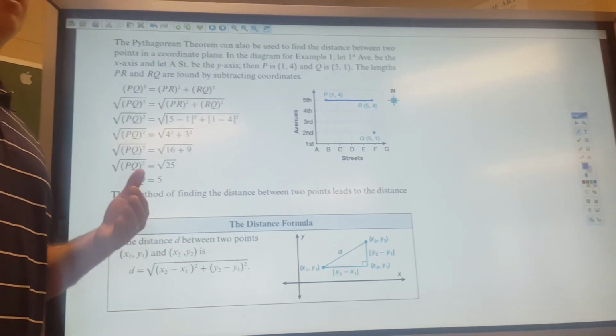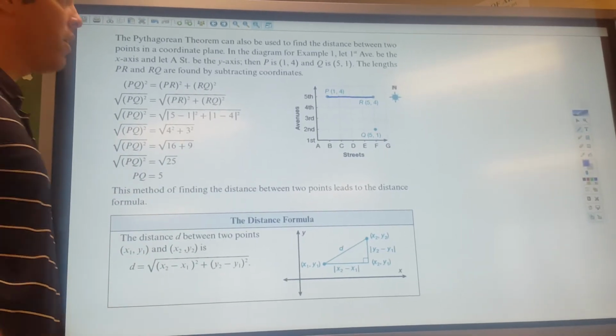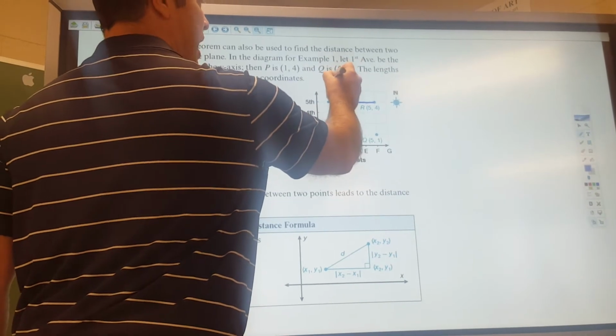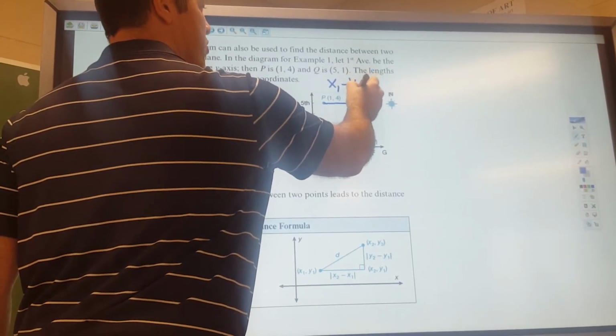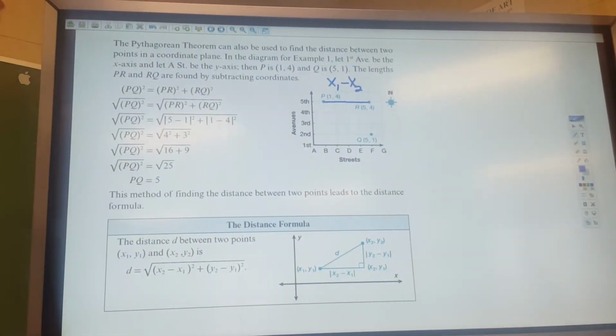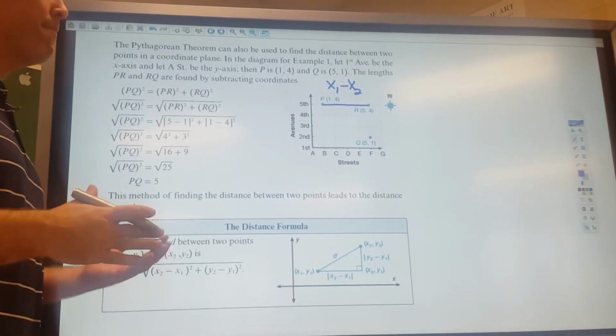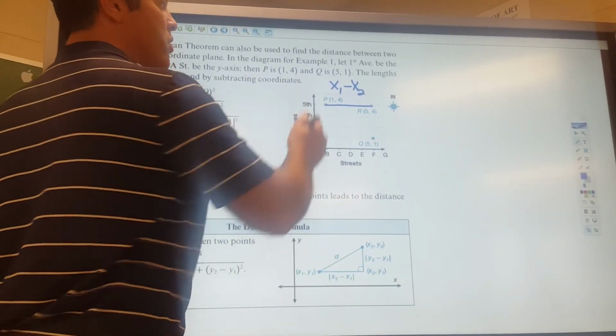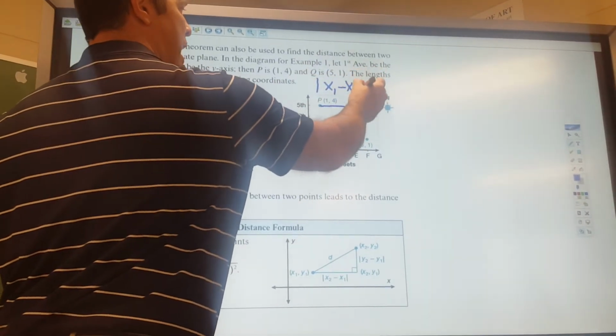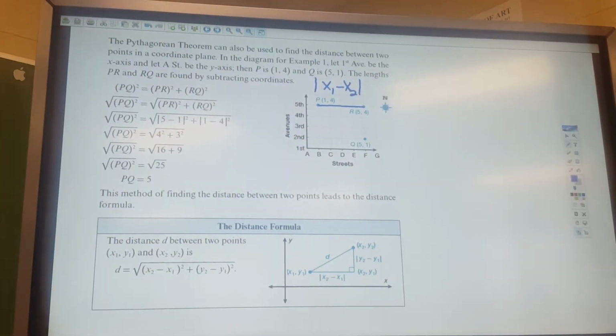Well, 5 minus 1 is 4. So we subtract the x values to figure out what this is. So x1 minus x2, or x2 minus x1. Really, the order doesn't matter. Well, let's see this. If I did 1 minus 5, I'd get a negative. So it's really the absolute value of those two values subtracted.